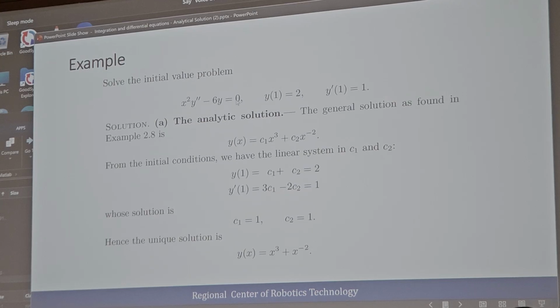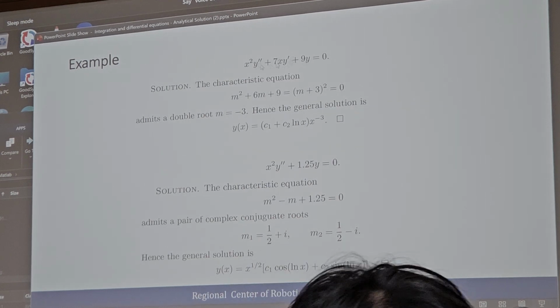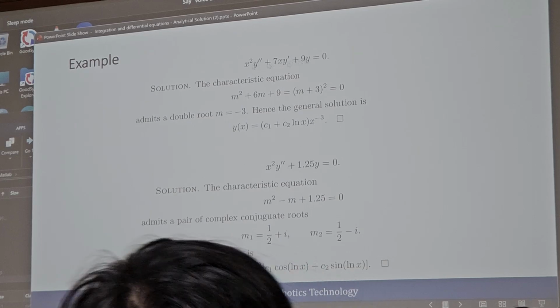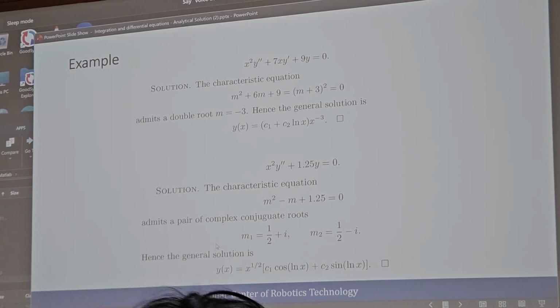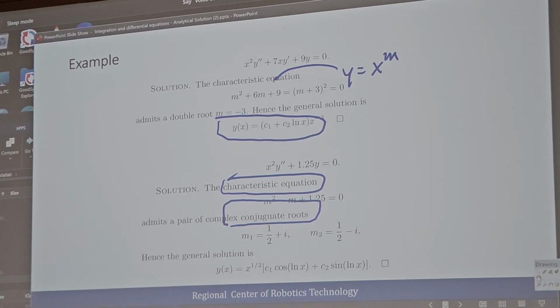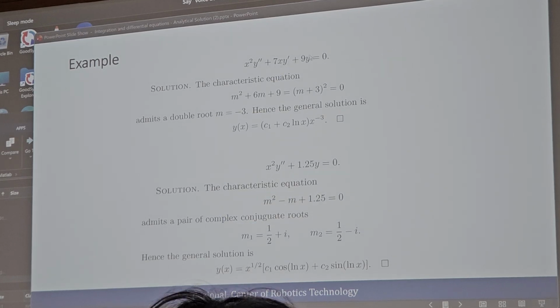If you have an initial condition, you substitute it and this is the solution. For the homogeneous solution, if you have this equation, you substitute. You have this one.